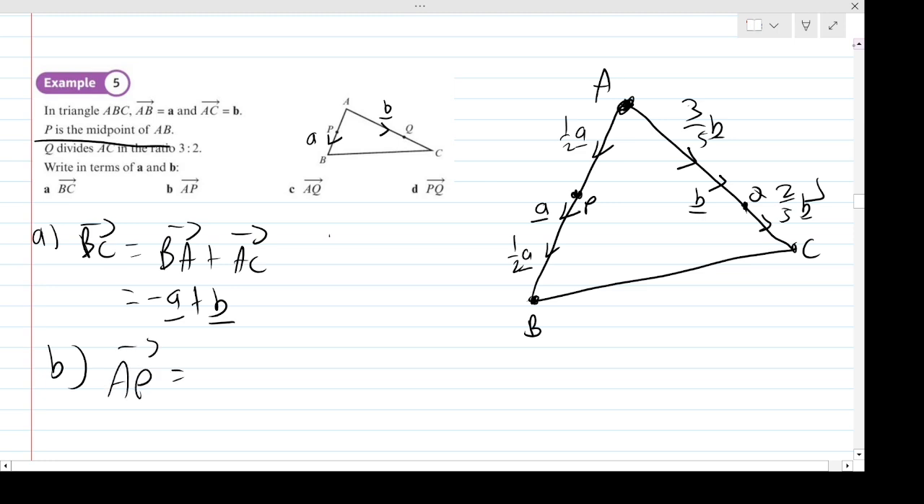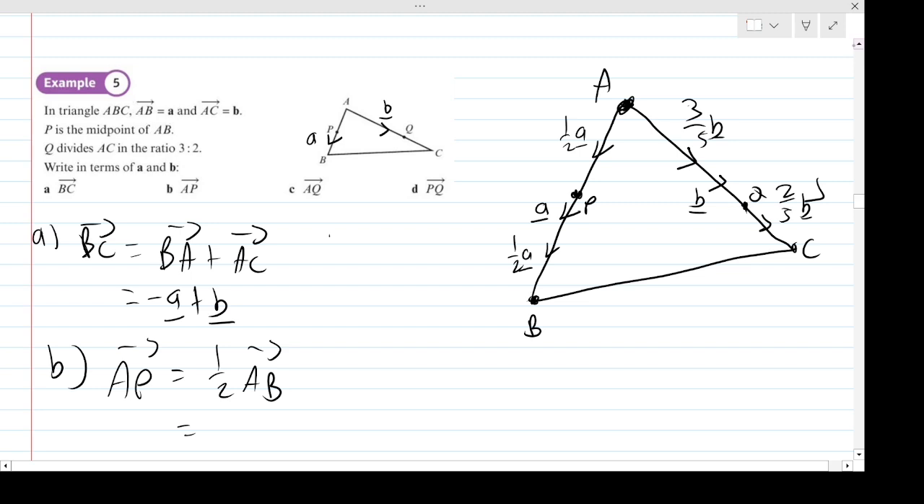A to P, we discussed. If P is the midpoint of AB, then A to P is going to be halfway of AB, right? So the line A to B is there. P's in the middle there. So it's going to be halfway. Well, half of a then.